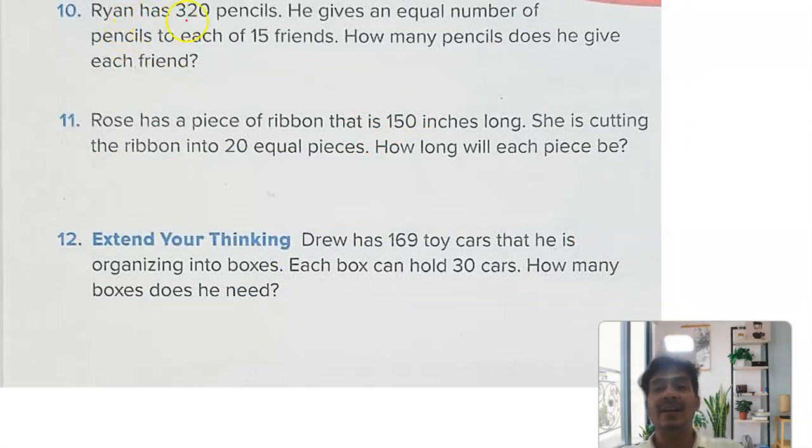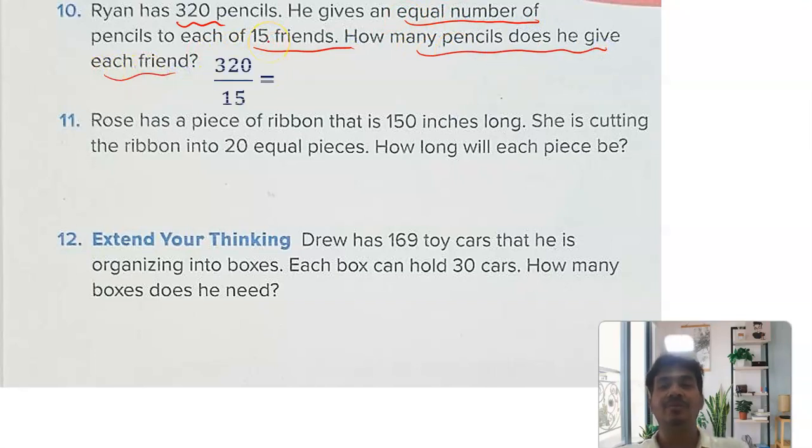Ryan has 320 pencils. He gives an equal number of pencils to 15 friends. How many pencils does each friend get? Again, you have to divide. 320 divided by 15. 15 times 21 is 315. Remainder is 5. Since this is pencils, you can count the pencils, you cannot measure them. So the answer will be written in the remainder method.